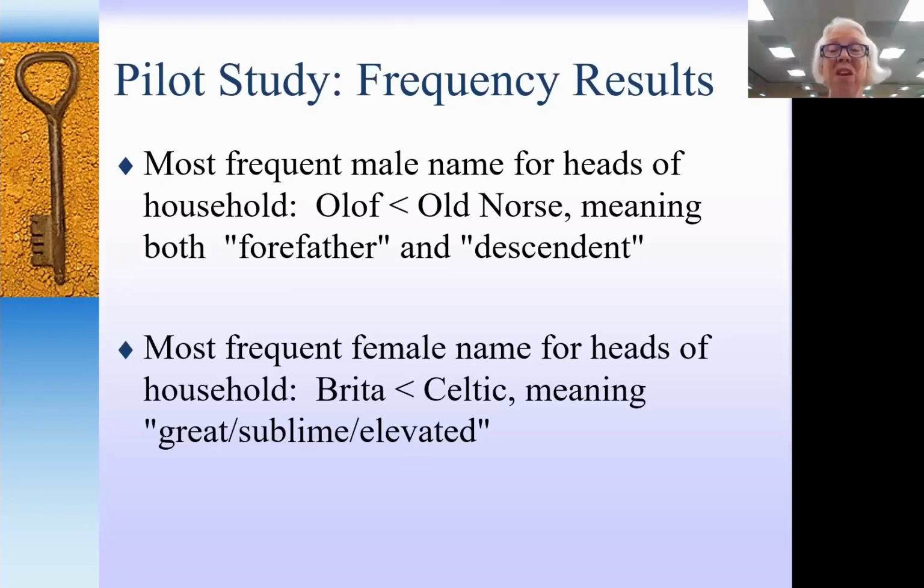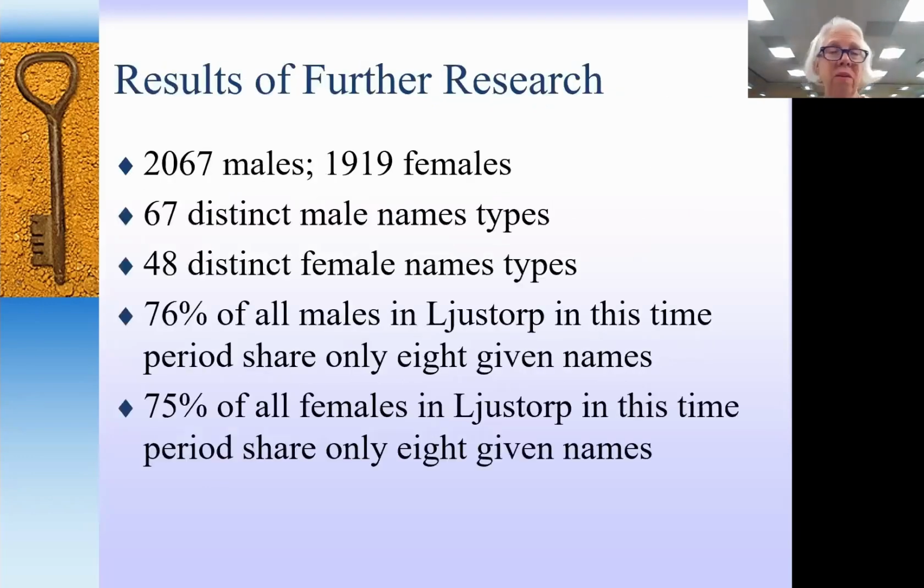But the most frequent female name that I noticed for heads of household was Brita, which comes from Celtic. It's a Gaelic Celtic word meaning great, sublime, or elevated. And it's the most popular woman's name or girl's name in Sundsvall. So as I studied further, the database that I had received, Justorp Börs 1500 to 1800, had 2,067 males and 1,919 females.